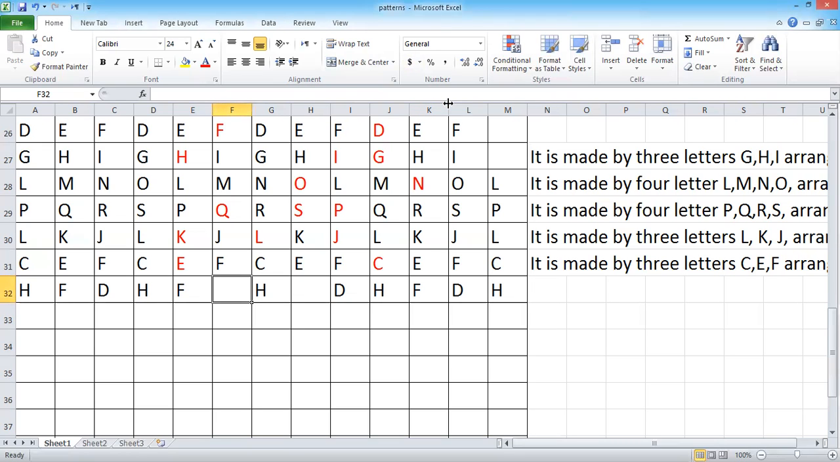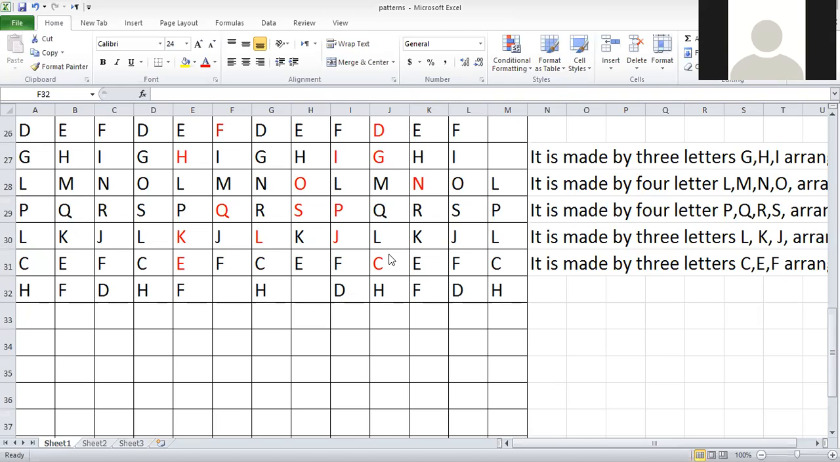After F, what will come, guys? Very good, guys. After F, there will be a D. Why D? Because the pattern is made by three letters, which are D, F, and H. Okay, guys, tell me, these are arranged in alphabetical order or reverse alphabetical order?